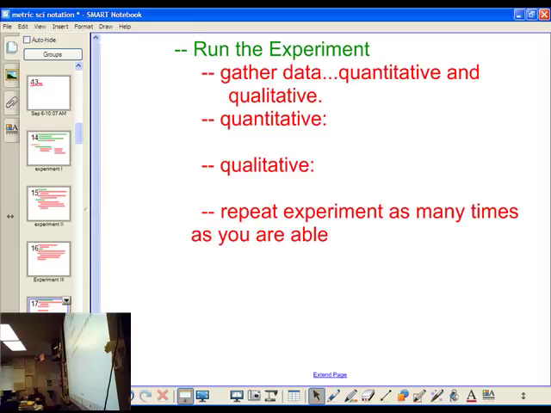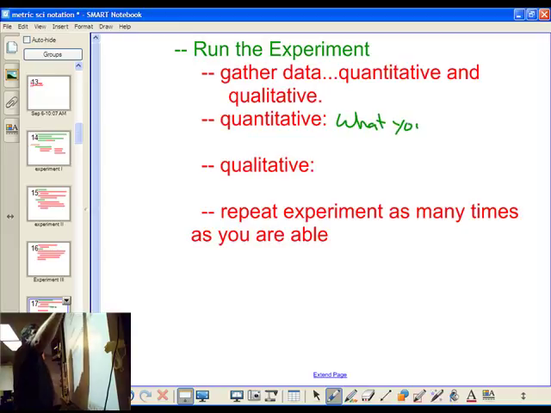Now we need to run our experiments. We run the experiments, which means we gather our data. We have quantitative and qualitative data. Quantitative is what you measure. In other words, it's the numbers, the things.